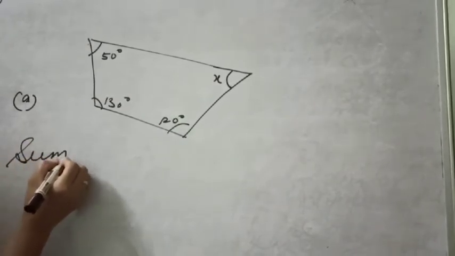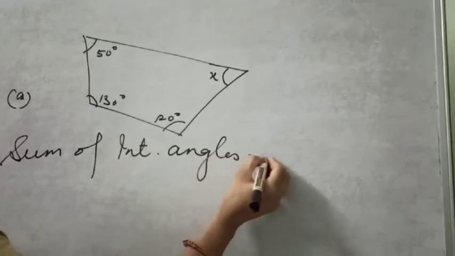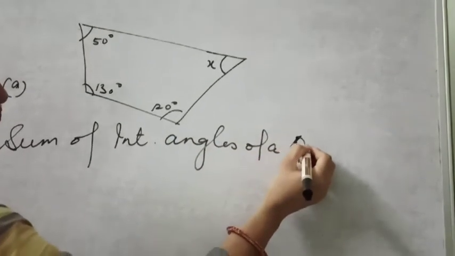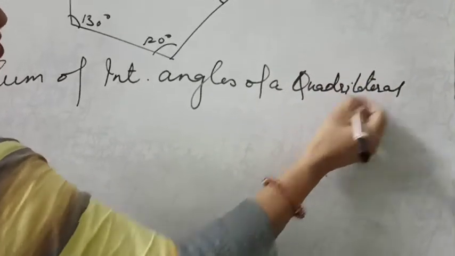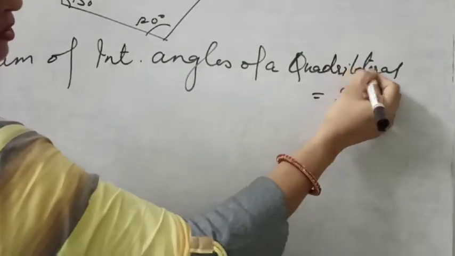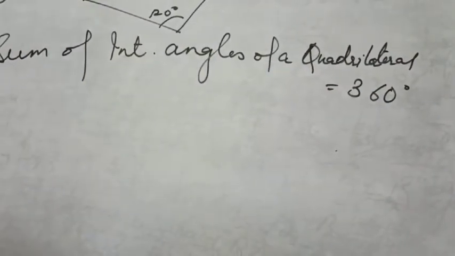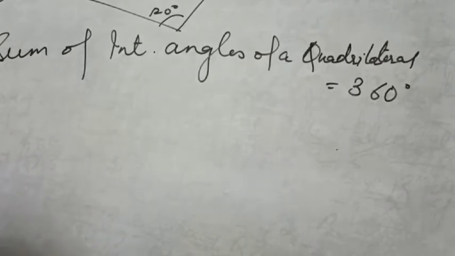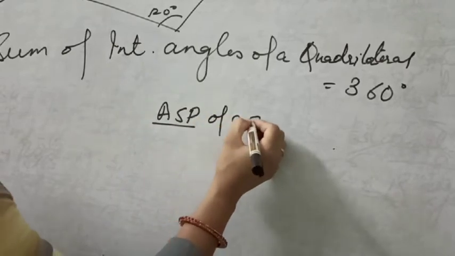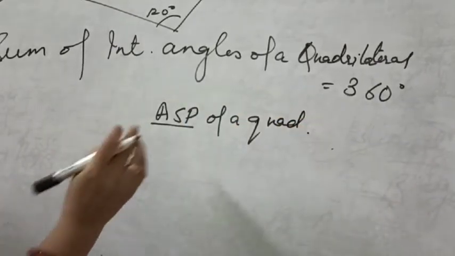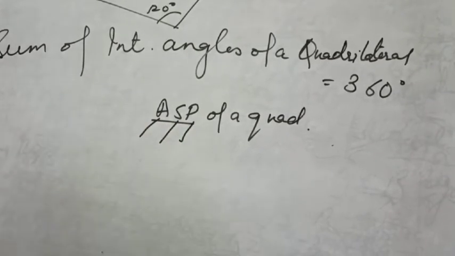Sum of interior angles of a quadrilateral is equal to 360 degree. That is also called the ASP of a quadrilateral. ASP means angle sum property. I will be using this word again and again. In short, you can also use this. ASP of a quadrilateral means this is the angle sum property of a quadrilateral.